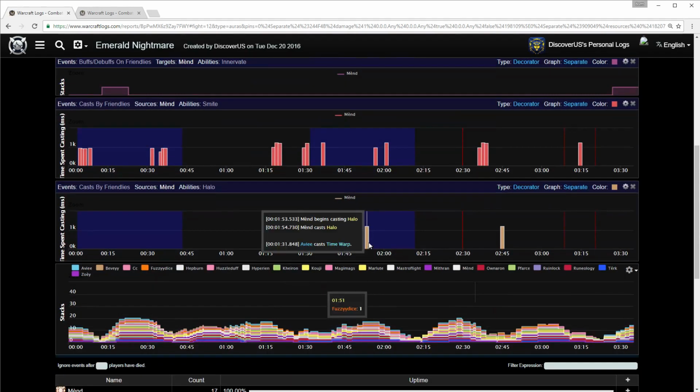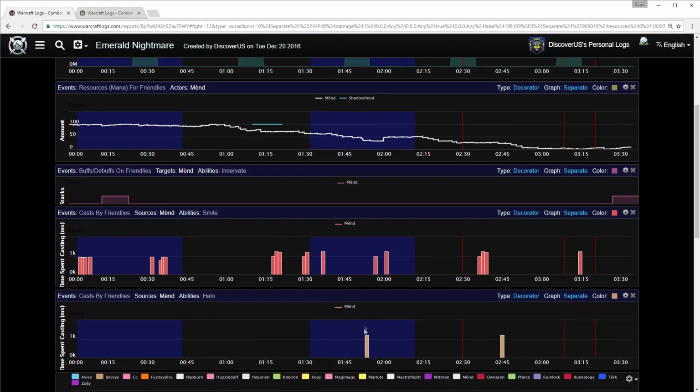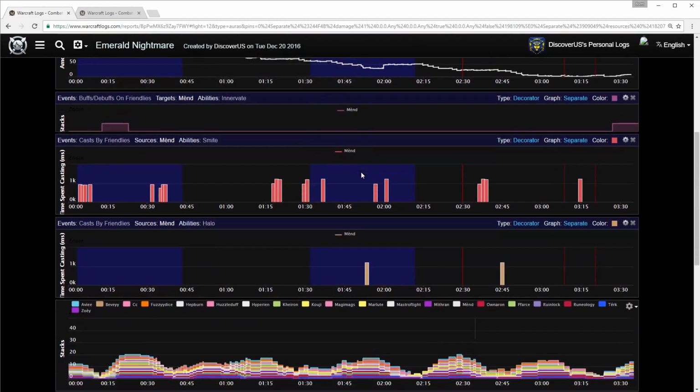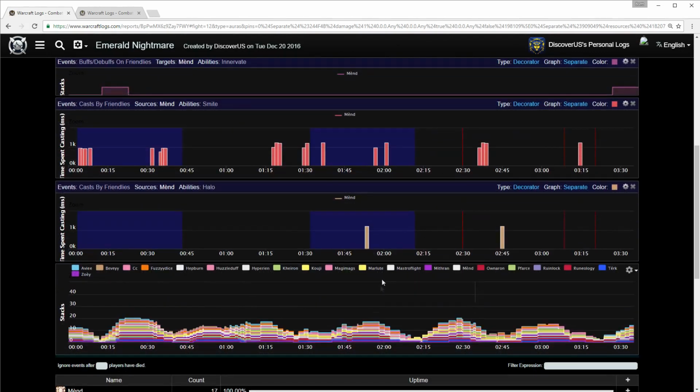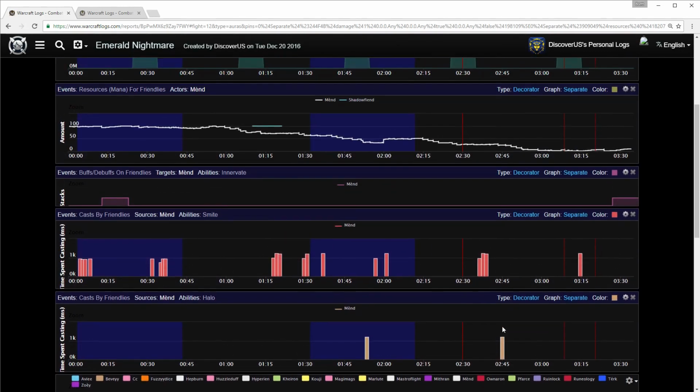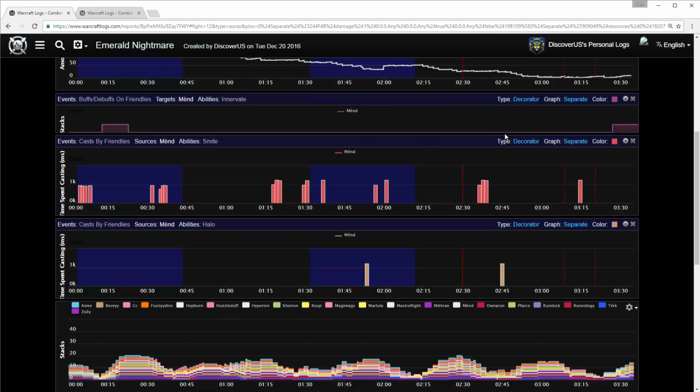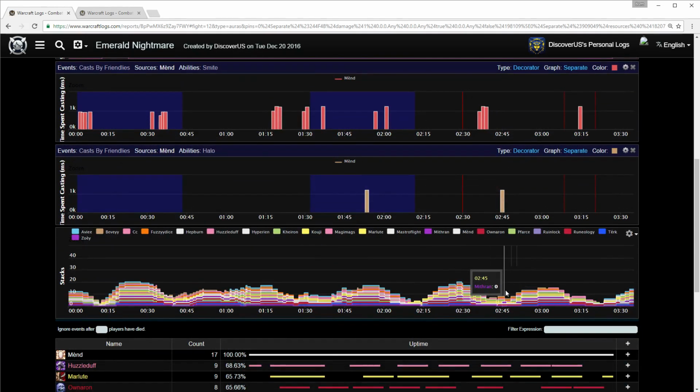So I'm looking at Halo usage. So here's where I had 20 atonements out. I started off with Halo. Probably got good Halo usage out of it. Here is after burst with relatively low atonements out. So that was probably a bad time to use Halo.